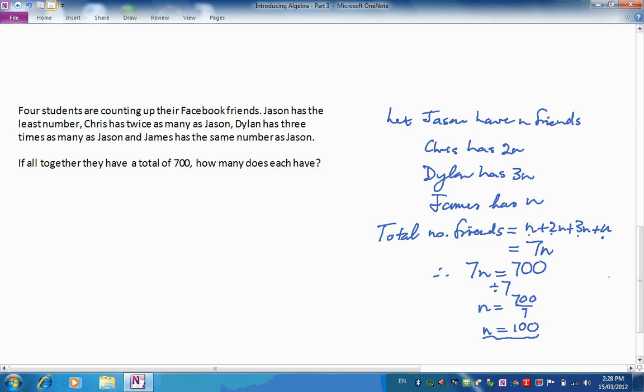I hope you can see some exciting possibilities in solving problems and puzzles with algebra. So I'd like you to come back for the next instalment, which is part 4, as we look at building more ability in this area of algebra.